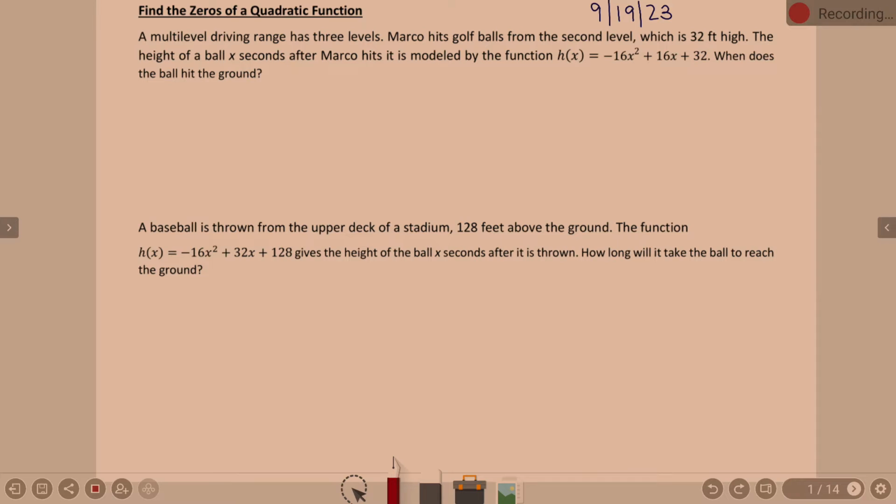Thoughts here? Well, we can divide everything by -16. Okay, that'll be a key point in a moment. Hold on to that thought. I like that thought. What do we have to think about in terms of when does the ball hit the ground? Because right now we have this function, h of x equals -16x squared plus 16x plus 32. It tells us it represents the height of the ball x seconds after he hits the ball.